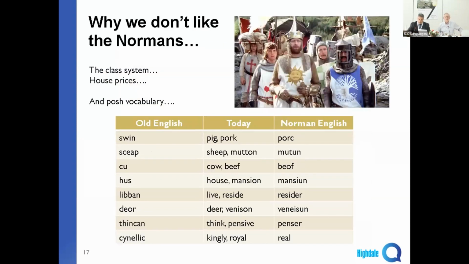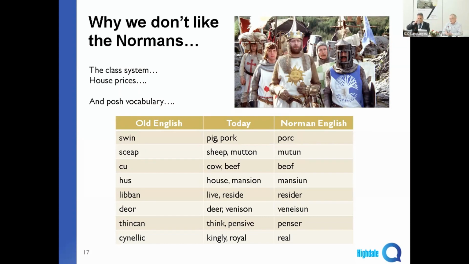The next bunch of people who came and interfered with the English language were the Normans, who came in 1066. We hate the Normans. They stole all of our land. They introduced the class system. That's because house prices in England are very high because of the Normans, 1066.